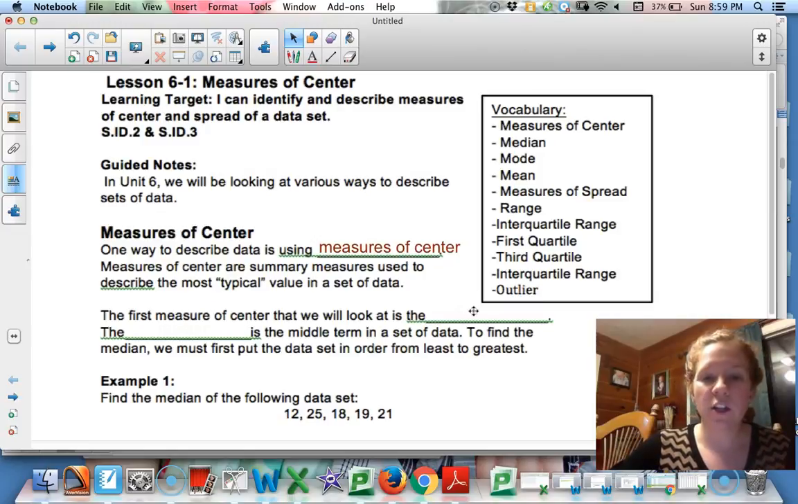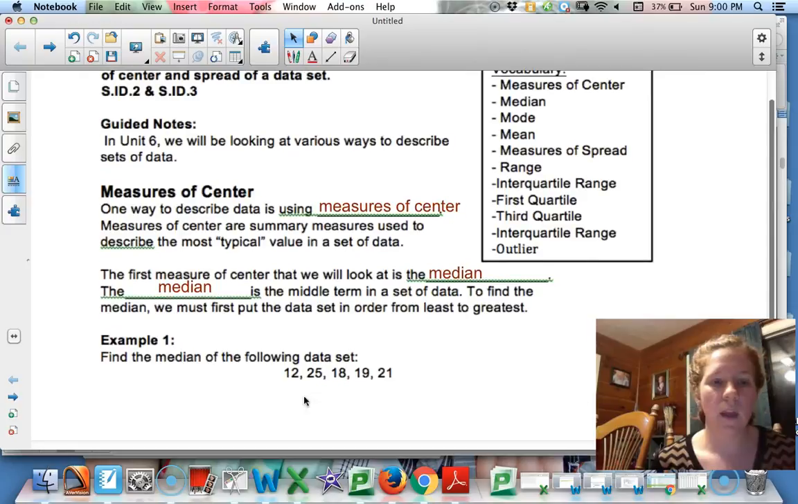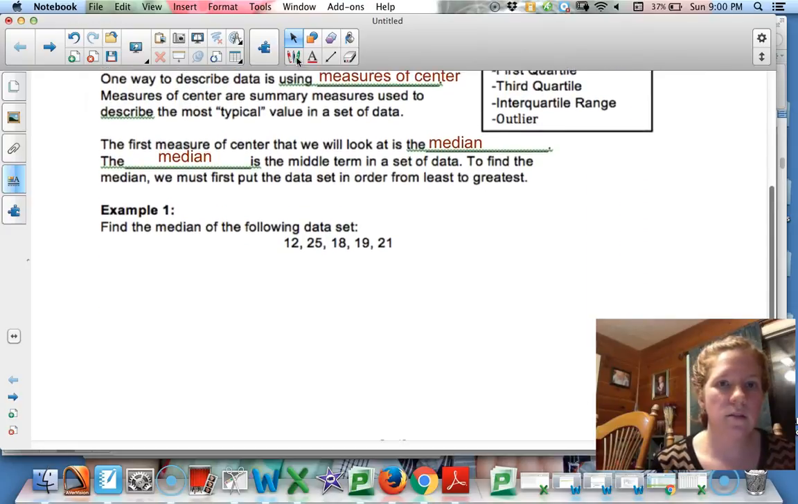The first one we're going to look at is the median. The median is the middle term in a set of data, and to find the median, the first thing you need to do, and really the first thing you should always do if you're given a set of data, is to put it in order from least to greatest, because it's a lot easier to notice any trends and to do calculations with it if you've got it organized beforehand. So let's go ahead and put this set of data in order in example 1.